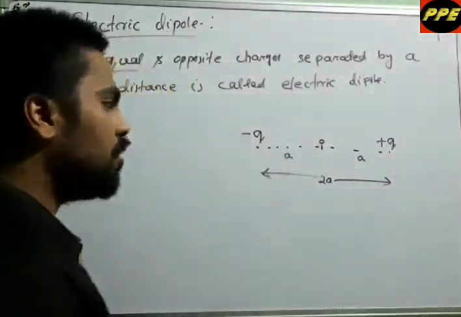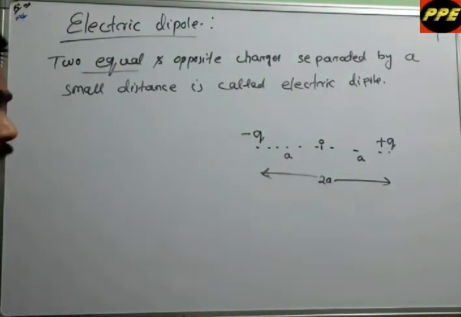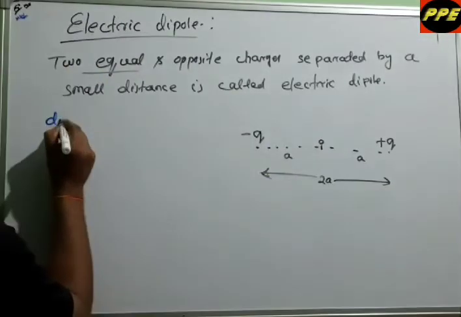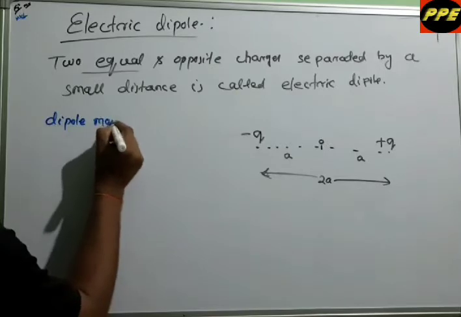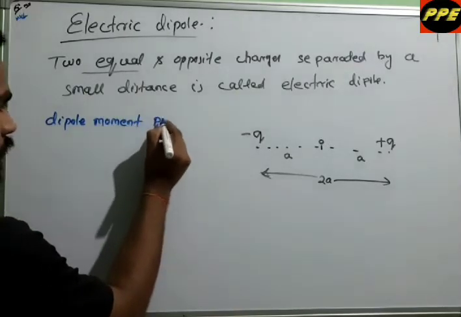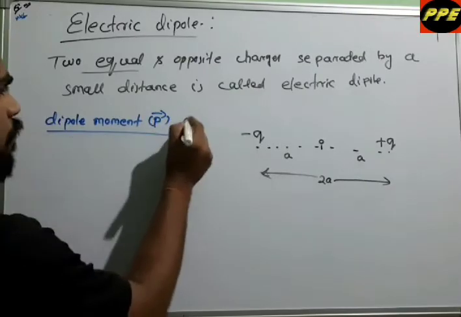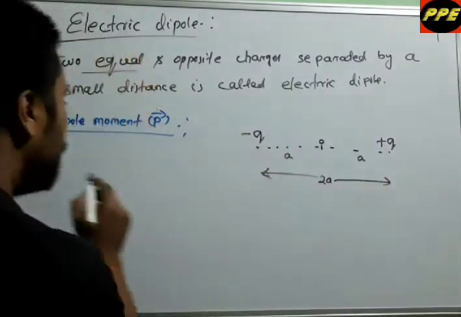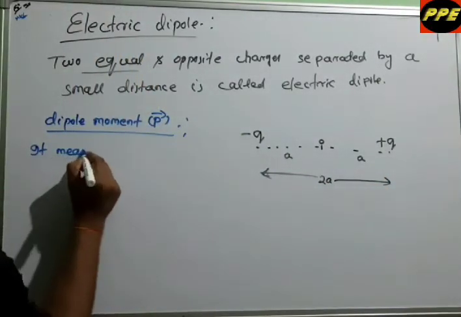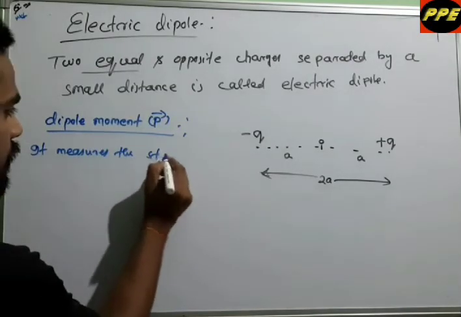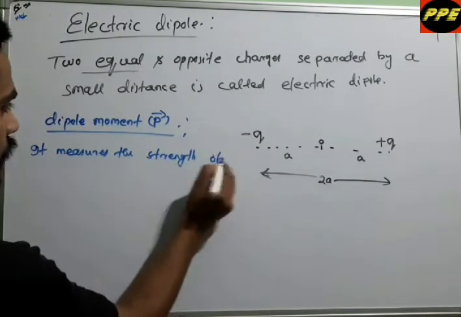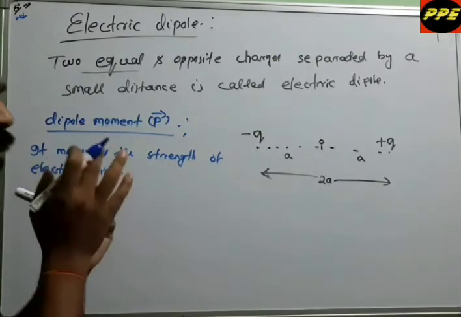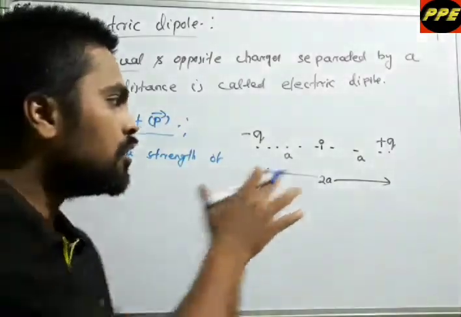So this is the concept of electric dipole. Now another term is coming, that is called electric dipole moment, or simply dipole moment. Okay, dipole moment is p. It is a vector quantity. What is dipole moment? Write down: it measures the strength of the electric dipole.